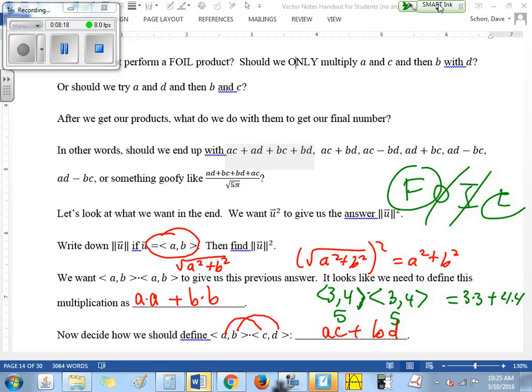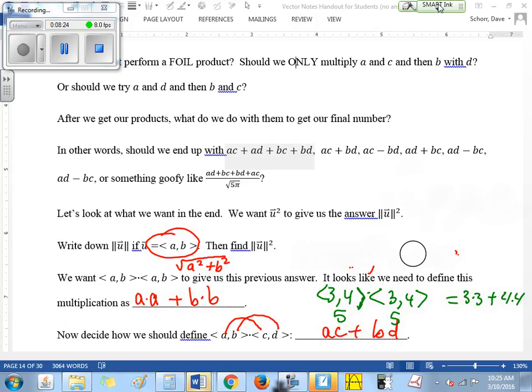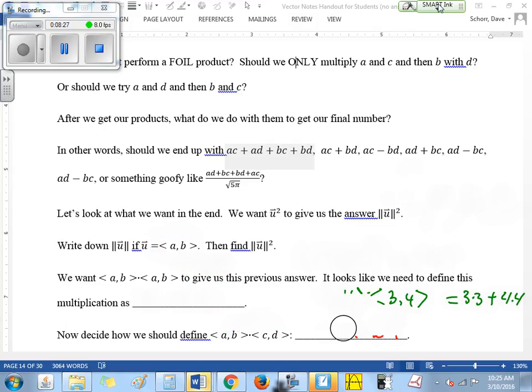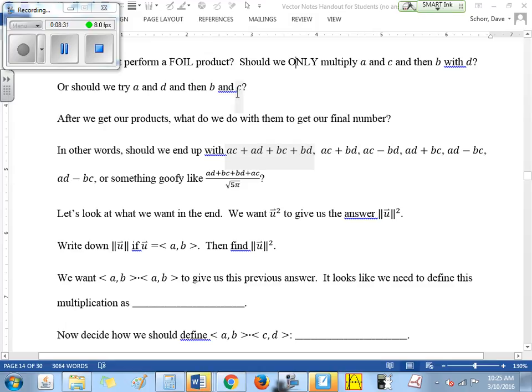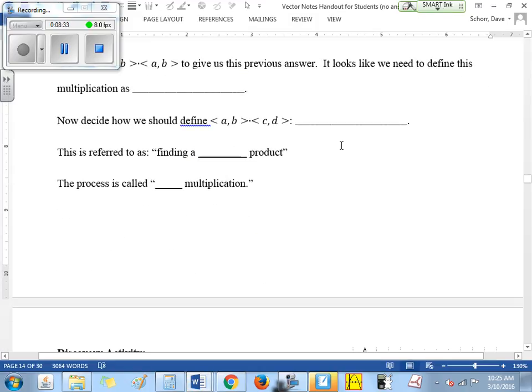Okay? So now we have created dot multiplication, it's called, or finding a dot product. So this is what it says at the bottom. It says, we call this finding a dot product or dot multiplication. Some people like to call it scalar multiplication and scalar product. I don't like that because it reminds us of what we learned. It makes it sound like it's this sort of thing.